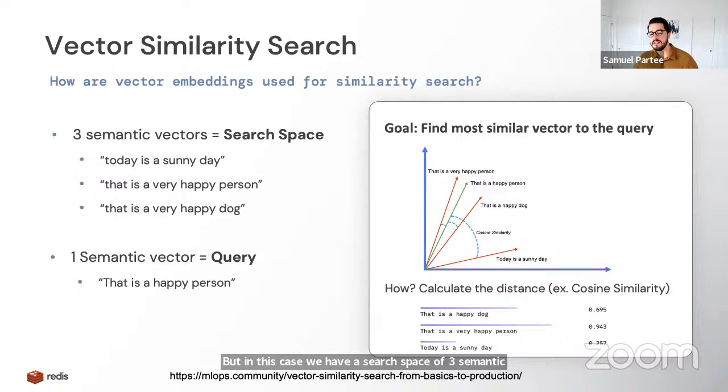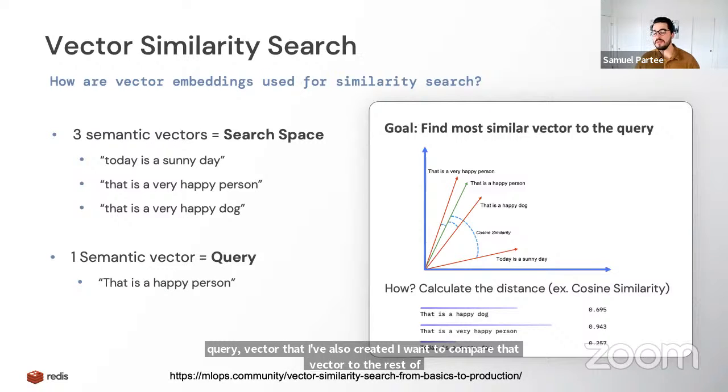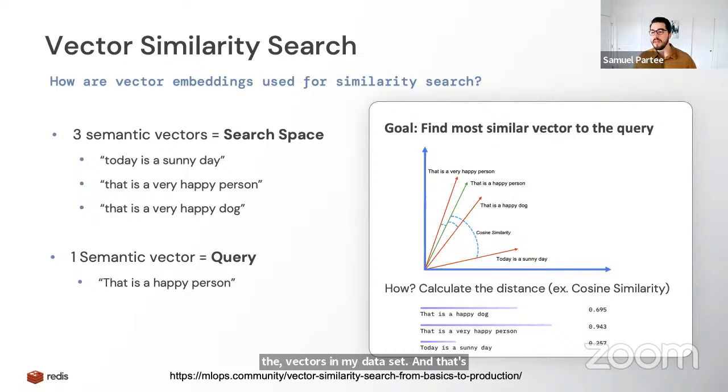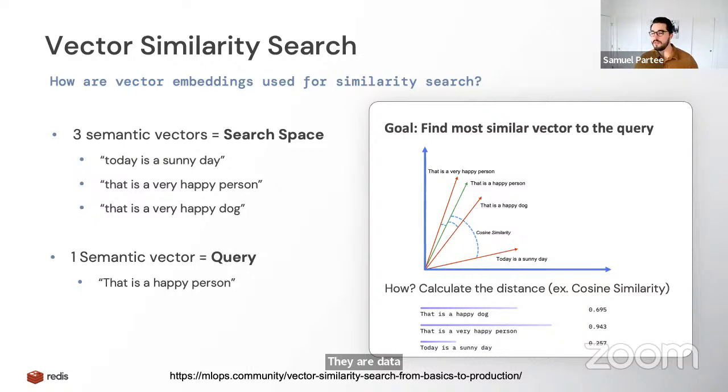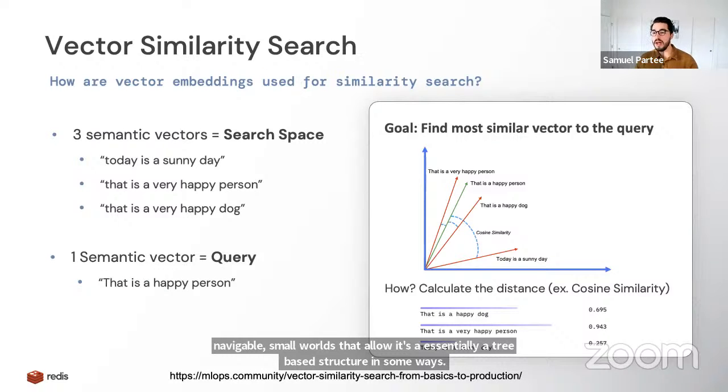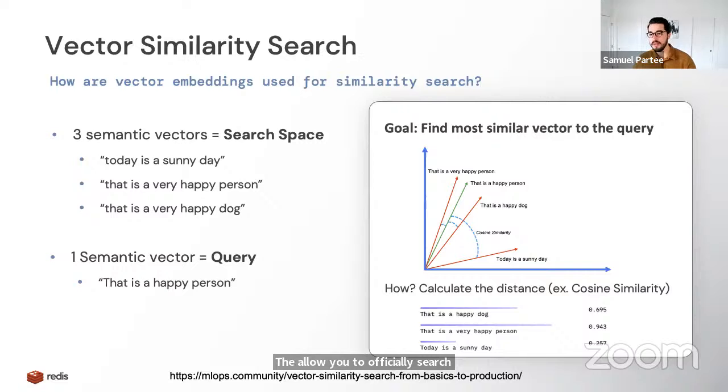And those 3 sentences, the goal here is to say, if I have some query sentence, some query vector that I've also created, I want to compare that vector to the rest of the vectors in my data set. And that's what search algorithms do. They are data structures, essentially, that allow you to efficiently search over a large number of these vectors. You've probably heard of some like HNSW, hierarchical navigable small worlds, essentially a tree-based structure in some ways, that allow you to efficiently search through a highly dimensional space very efficiently.